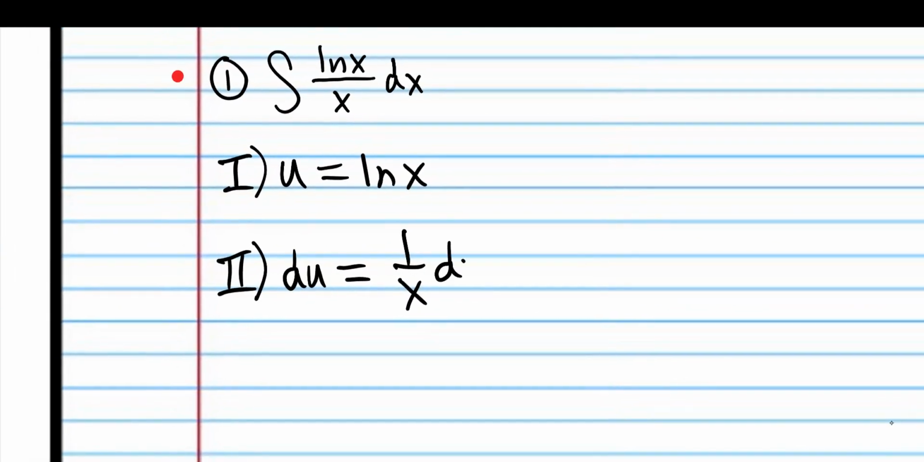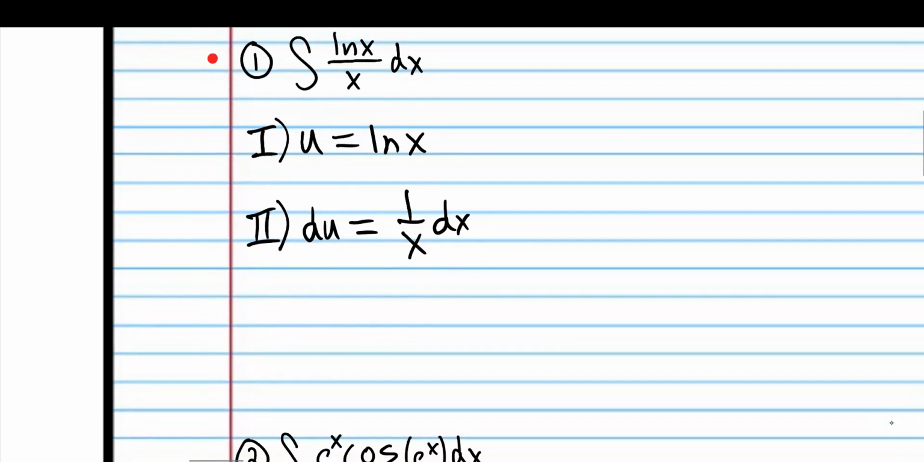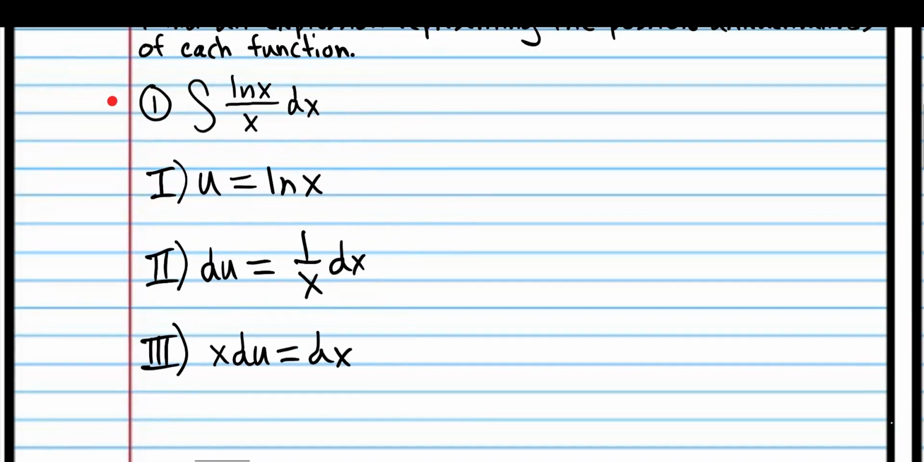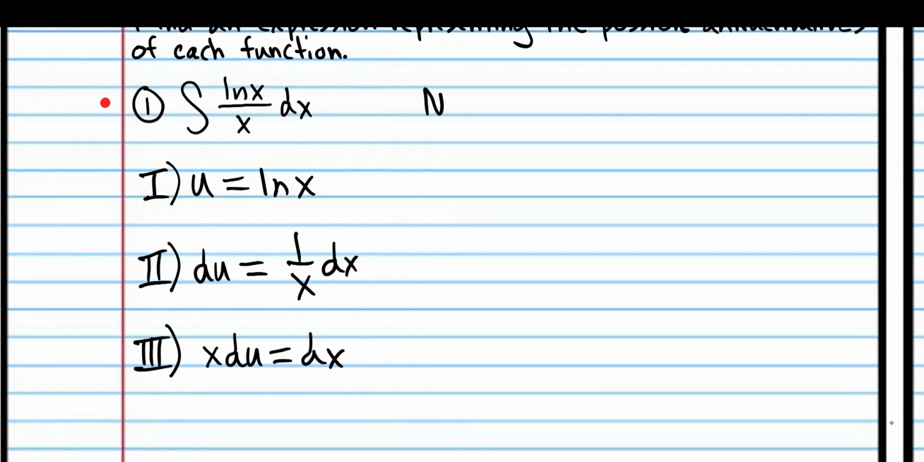We also need to write the ornament dx. Now, dx is an ornament. It's not a real variable. It's a pseudo-variable, but du is a real thing. So we write the dx because it's just something that helps us change variables. So we're going to solve for the ornament dx, and we get x times du is equal to dx. That's step number 3.